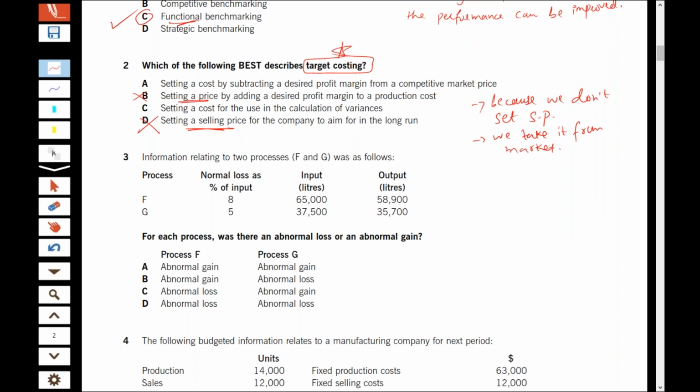Now see, there is nothing to do with the variances. Option A is correct. Setting a cost by subtracting a desired profit margin, that is your target profit, from a competitive market price. So A is the correct option. That is target costing.